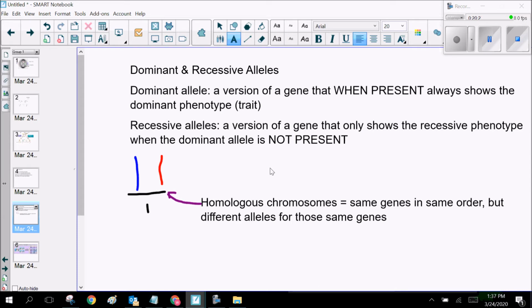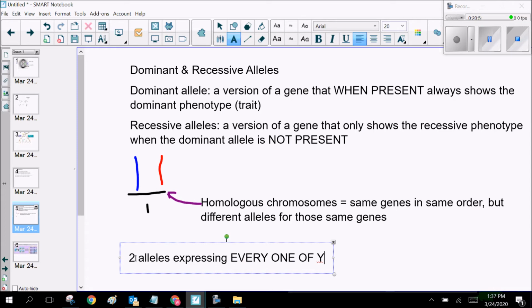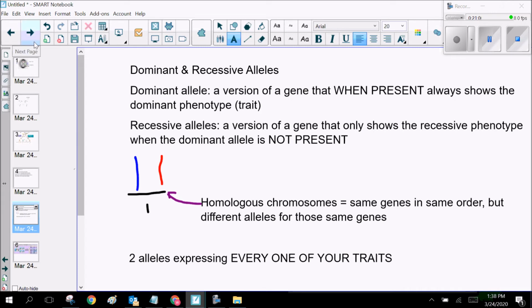Now, this is really important because it means that for every gene that you express in your body, you have 2 copies that you're actually using to make proteins. One copy is dad's copy of that allele, and the other one is mom's. So you have 2 alleles expressing every one of your traits. Okay, that is a big thing to say. And that means that you could receive multiple potential combinations from your mom and your dad depending on what they have. So let's dive in to see what that would look like.